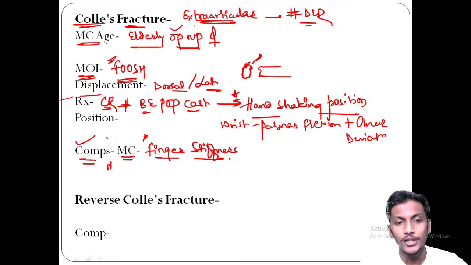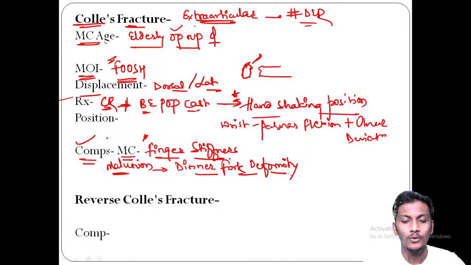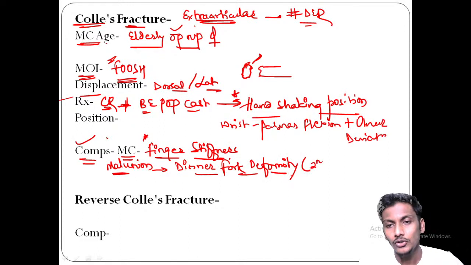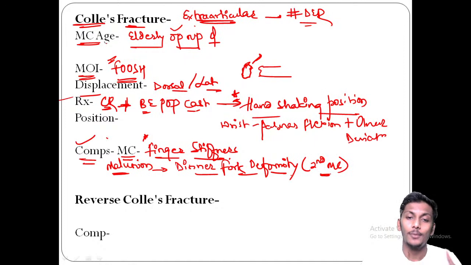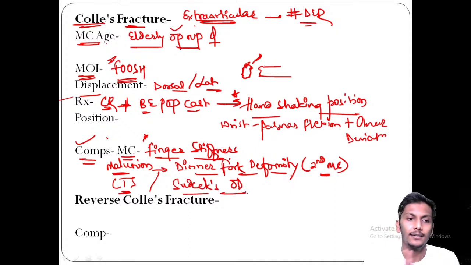Important. Then Colle's fracture, if it is malunited, if the fracture heals in the wrong position, then this malunion can lead to a deformity known as dinner fork deformity. We can see dinner fork deformity as a complication of malunion of Colle's fracture. And it is the second most common complication. Remember, it is the second most common complication, not the most common one. Then it can also lead to carpal tunnel syndrome due to compression of your median nerve, and also it can lead to Sudeck's osteodystrophy, which is a reflex sympathetic osteodystrophy.